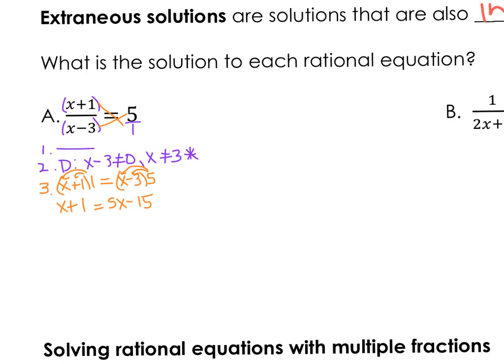Get all the x values on the same side, all the constants on the other side. I'm going to subtract x to the right, and I'm going to add 15 over to the left. Just kind of do 2 steps at once. On the left-hand side, 1 plus 15 is 16, and on the right-hand side, 5x minus x would be 4x. Get x by itself, just divide by 4. Nothing new here. We get x equals 4 as a possible solution to this rational equation.